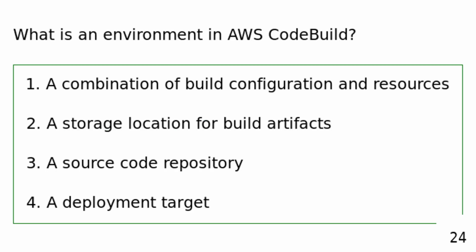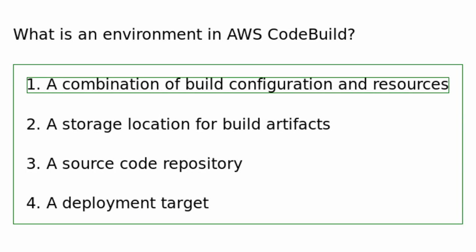What is an environment in AWS CodeBuild? A combination of build configuration and resources. A storage location for build artifacts. A source code repository. A deployment target. An environment in AWS CodeBuild includes the build configuration and resources needed to run the build.